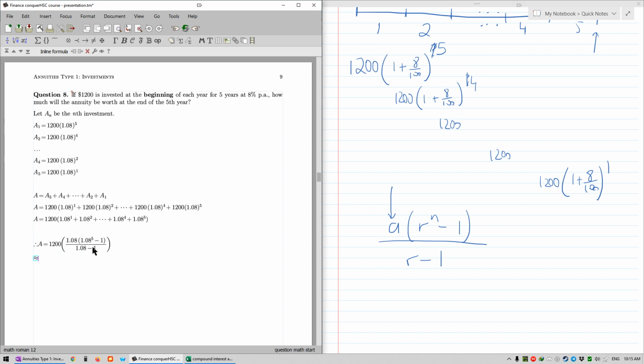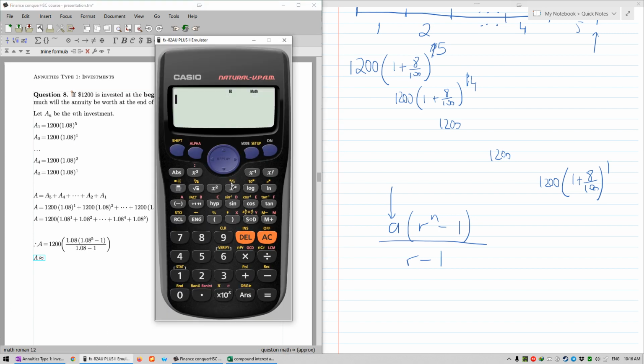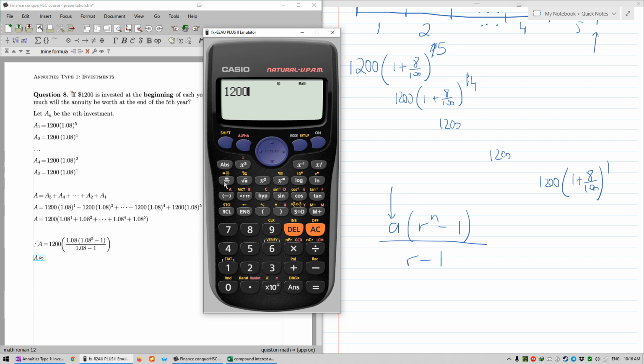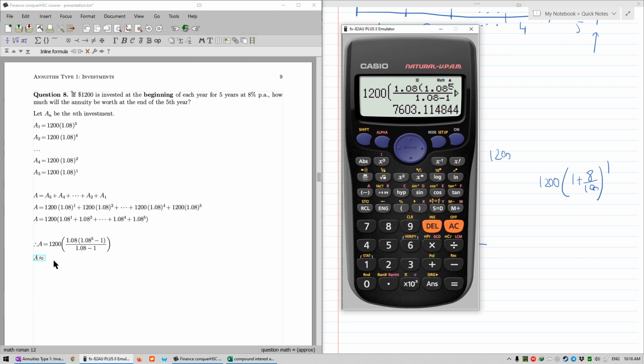So approximately is equal to, and look, we can do it on the calculator. I'll stop being lazy. So we'll do 1200, and then open bracket 1.08 to the power of 5 minus 1, over 1.08 minus 1. I'll type it exactly the way I see it. I'm trying to avoid being lazy. And there we go. That's our answer: 7603.11 roughly. And that's the essence of it. That's how it works, okay?